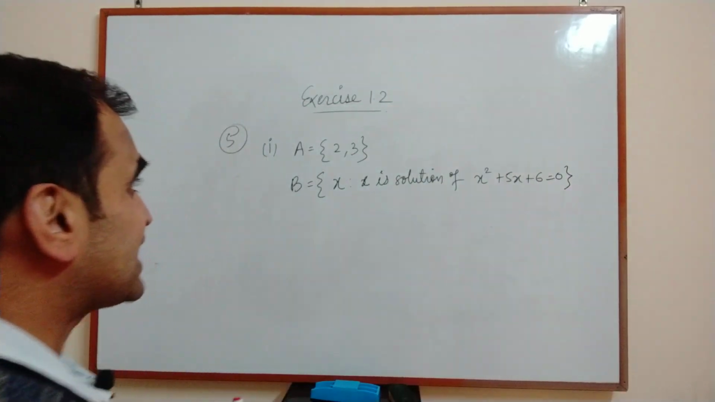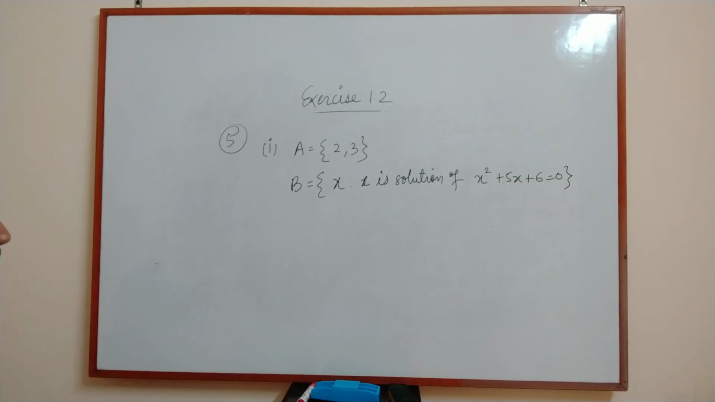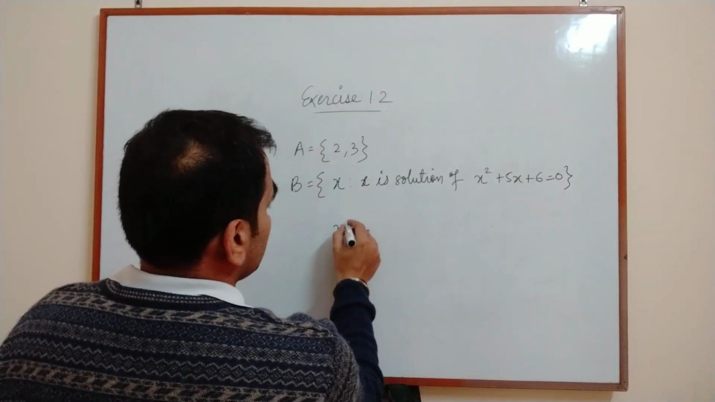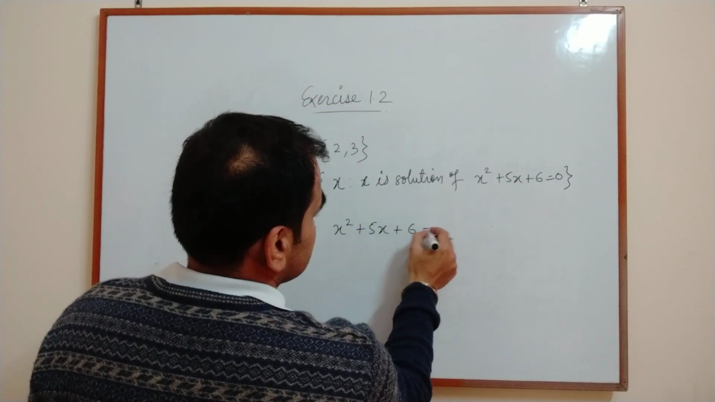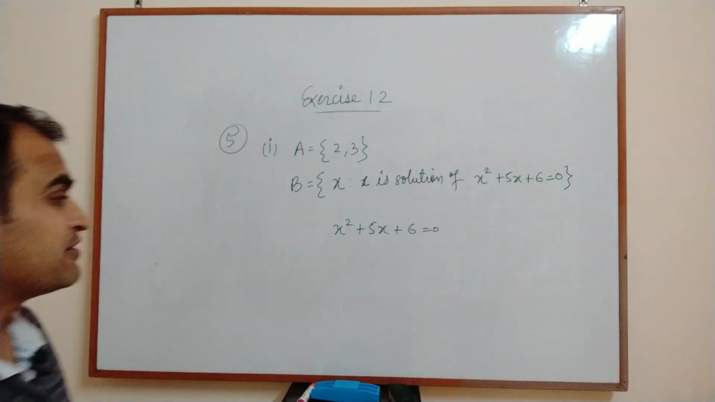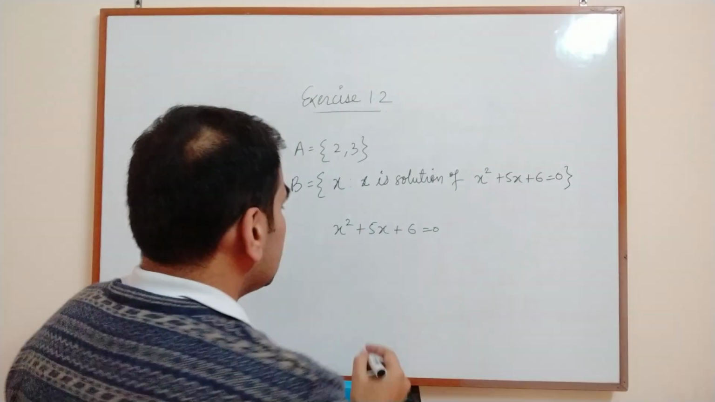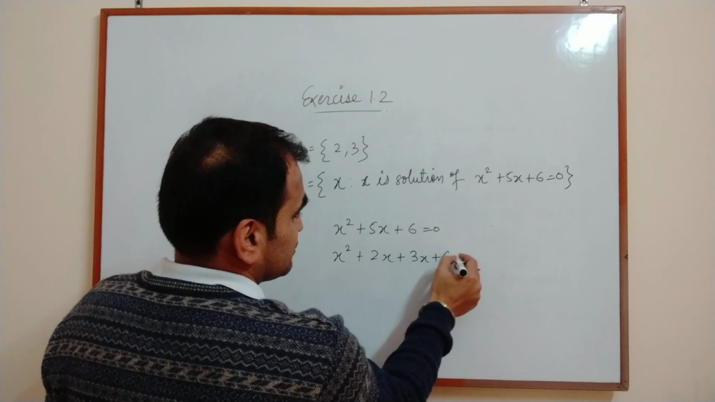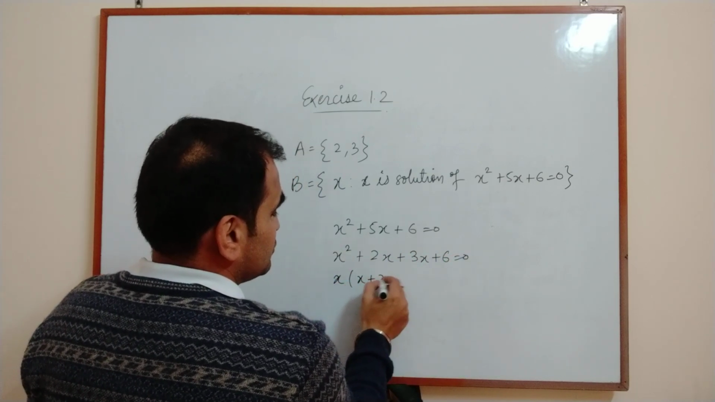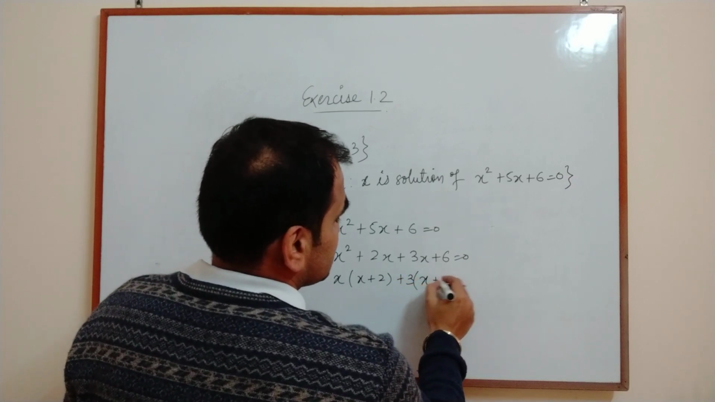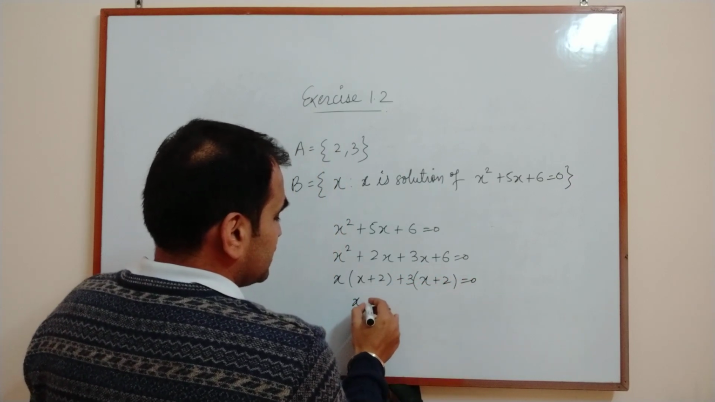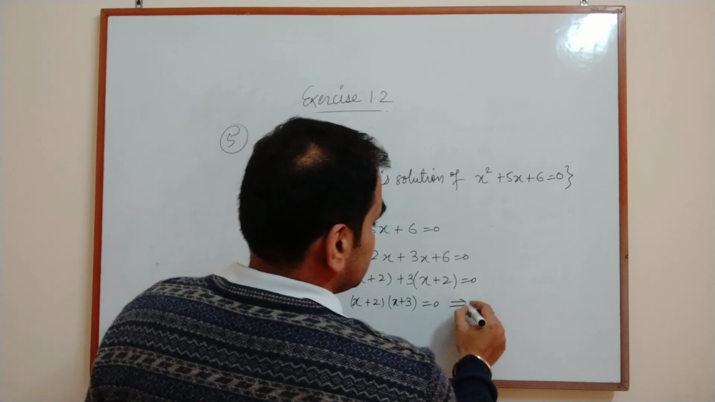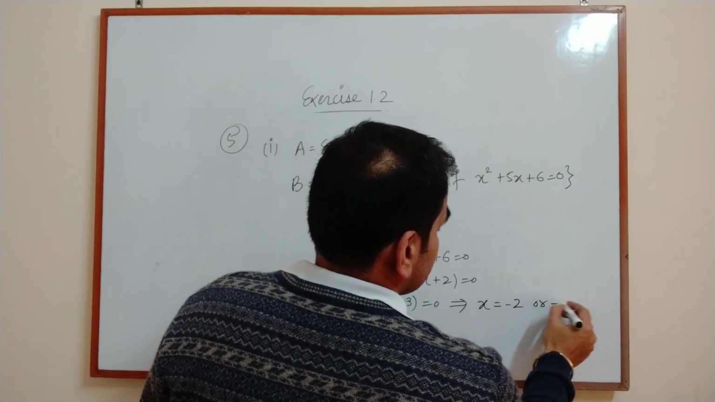So here set A has two elements, 2 and 3, and set B is defined by a quadratic equation, the solution of the quadratic equation x square plus 5x plus 6. First we have to solve it and find the solution. It is a quadratic equation, so we can factorize it by using the middle term split method. x square plus 2x plus 3x plus 6 is equals to 0, which can be written as x plus 2 into x plus 3 is equals to 0. This implies x is equals to minus 2 or x is equals to minus 3.